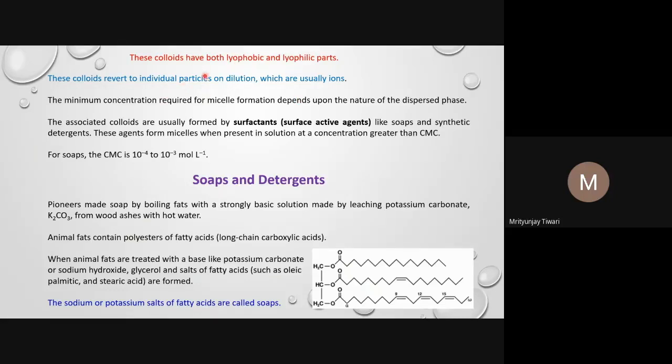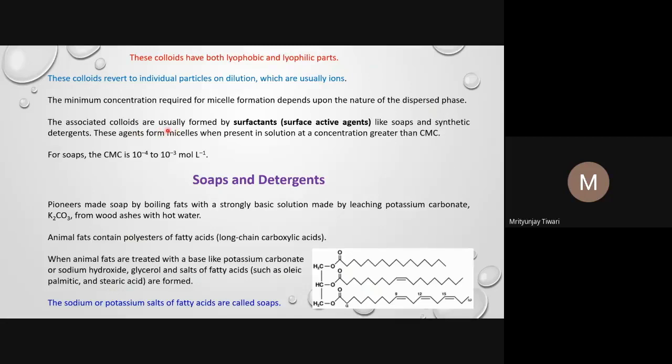These colloids, the associative colloids, revert to individual particles on dilution, which are usually ions. And these things I have explained earlier. The minimum concentration required for micelle formation depends upon the nature of the dispersed phase, and definitely it should depend. Different dispersed phases have different properties, and different dispersed phases mean different types of molecules or substances which form this dispersed phase, and all those substances have different associative tendencies. So definitely this CMC, the critical micelle concentration, will depend on the substances which form the dispersed phase.